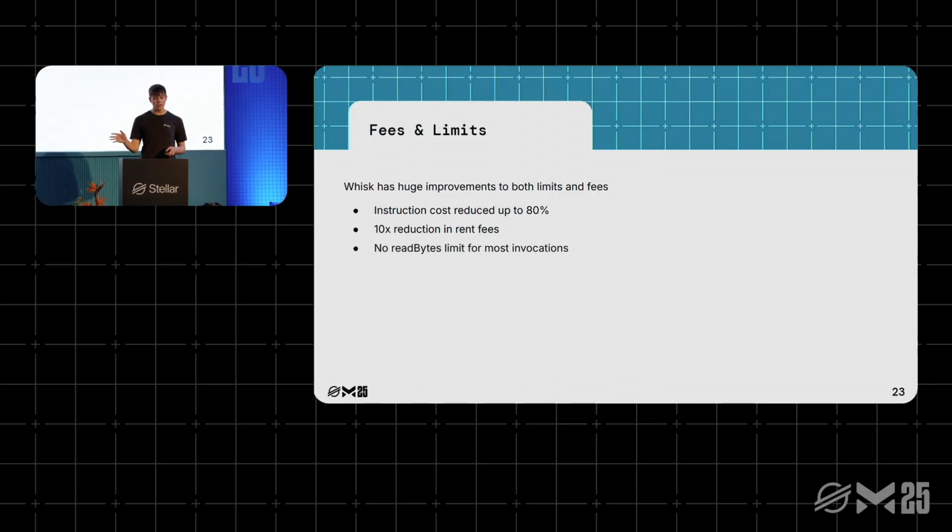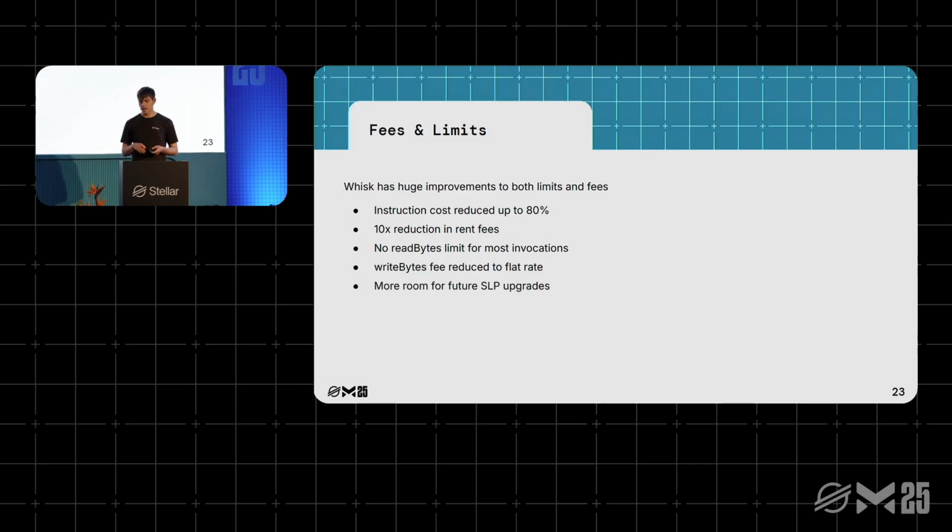We have completely removed the read bytes limit for smart contract state, and for most invocations that don't require a store, because we store everything in memory. We've also been able to reduce the write bytes fee significantly to a flat rate, further based on the in-memory optimizations. And while this will, in the short term, make fees much cheaper, in the long term, we have much more capacity now to increase network limits in future SLPs, and increase the amount of transactions and the complexity of transactions that Stellar can now handle.